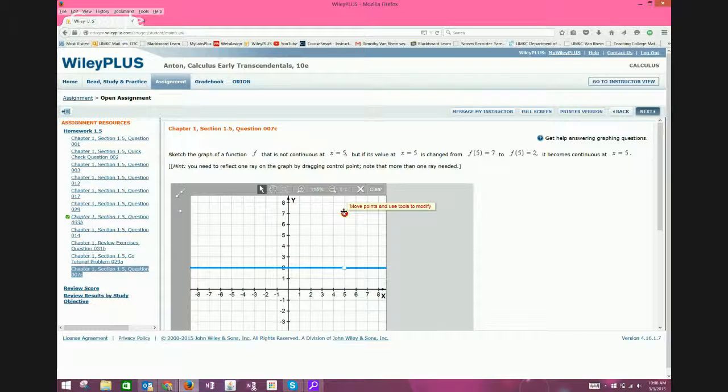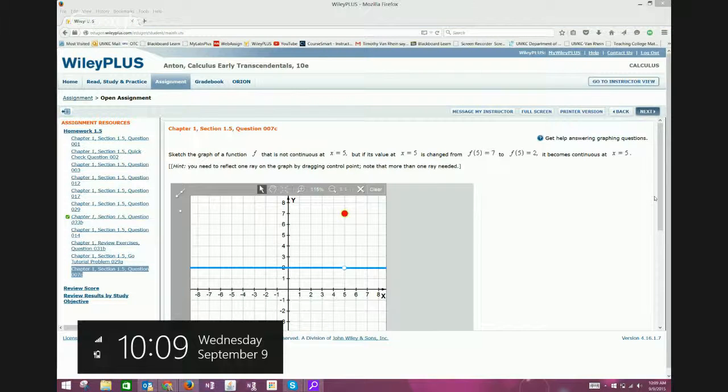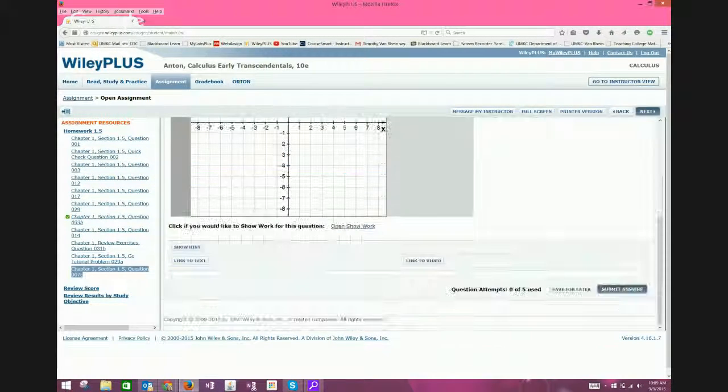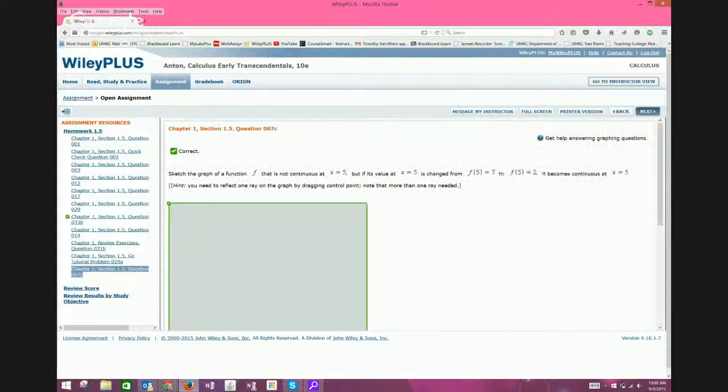So three things have to happen for a function to be continuous. The limit on the right has to equal the limit on the left, which has to equal the value of the function at that point. Removable discontinuity means the limit exists, but the value of the function at that point isn't the same as the limit. So here they're saying sketch a graph of a function that's not continuous at x equals 5, but would be continuous if I change the value of the function from 7 to 2 at x equals 5. So again, scroll down here, submit answer, and that gives you that.